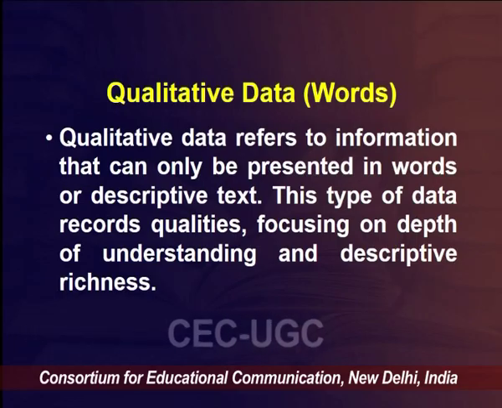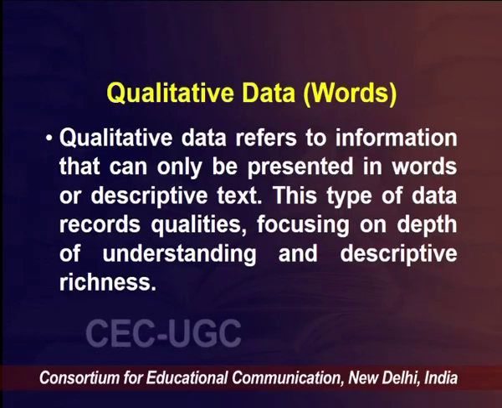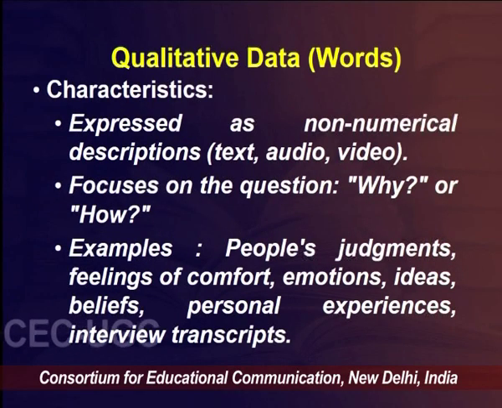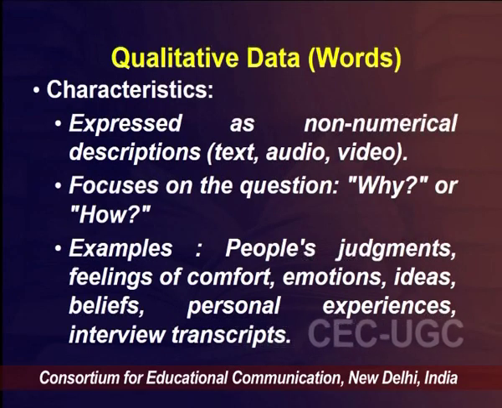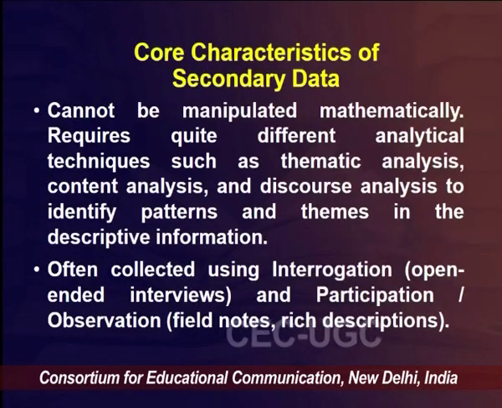The second type of data is qualitative data, or words. The data refers to information that can only be presented in words or descriptive text. This type of data records qualities, focusing on depth of understanding and descriptive richness. The characteristics of qualitative data are that it is expressed as non-numerical description, in the form of text, audio, video. The focus is on the questions why and how. Examples include people's judgments, feelings of comfort, emotions, ideas, beliefs, personal experiences, interview transcripts.